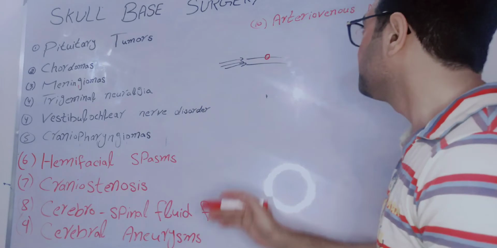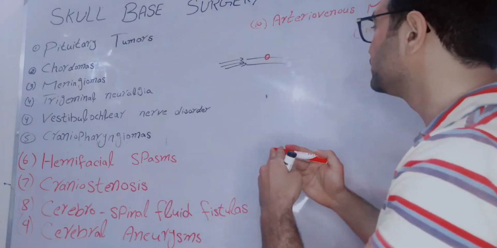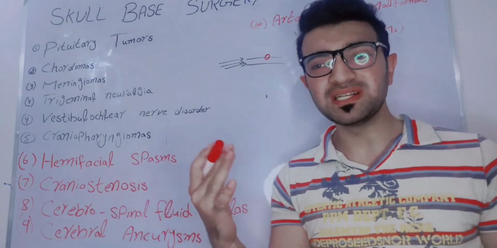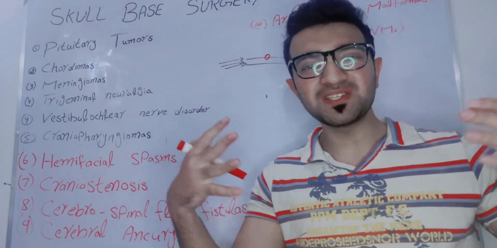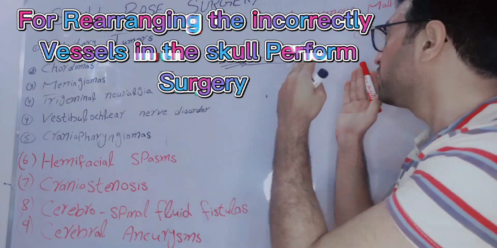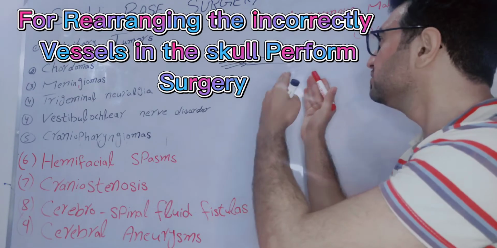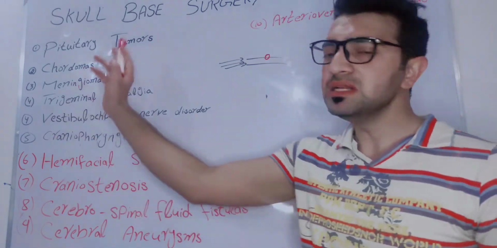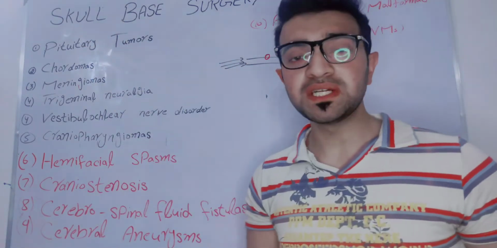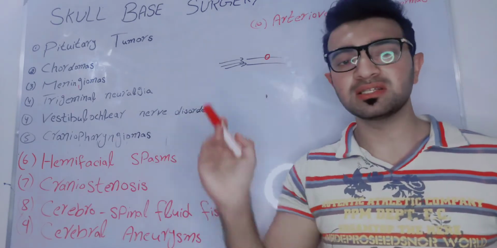The 11th one is arteriovenous malformations. In this type of condition, the blood vessels are incorrectly formed in the body, or you can say they mix together. That is called arteriovenous malformation. To correct this type of condition, we perform surgeries in skull-based surgeries. So that is the list of surgeries that we perform in skull-based surgeries. These are all included in skull-based surgeries.